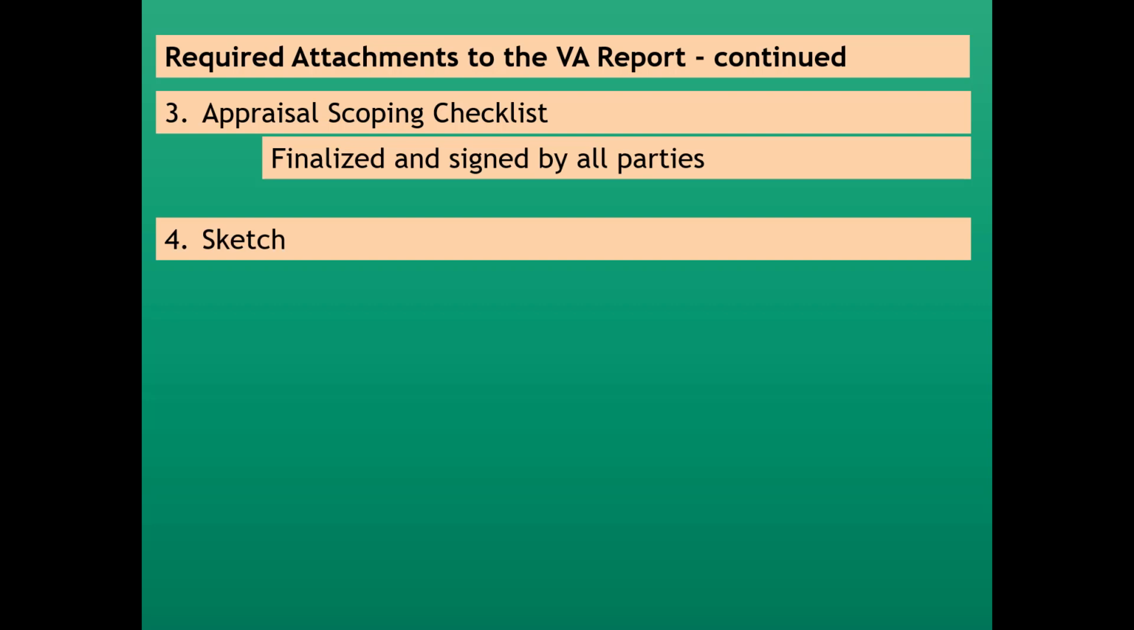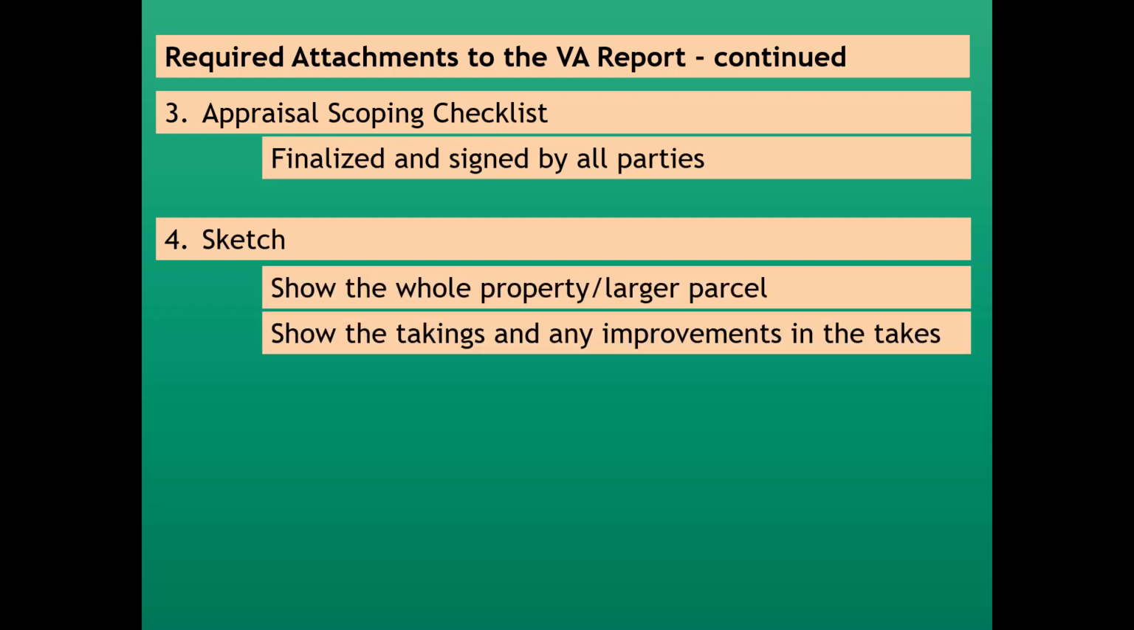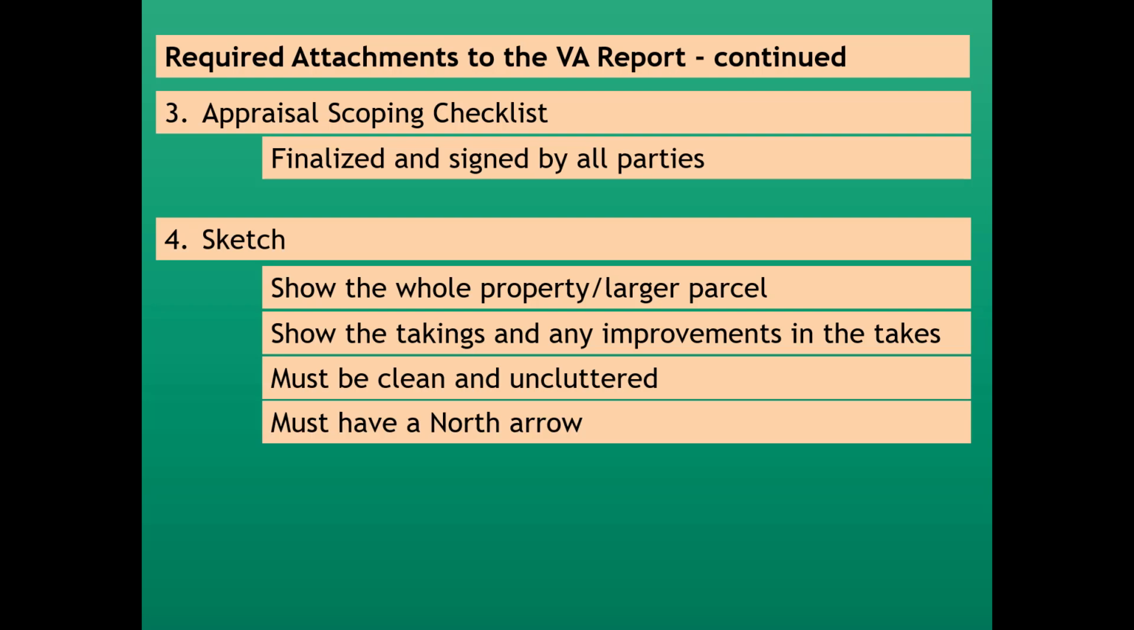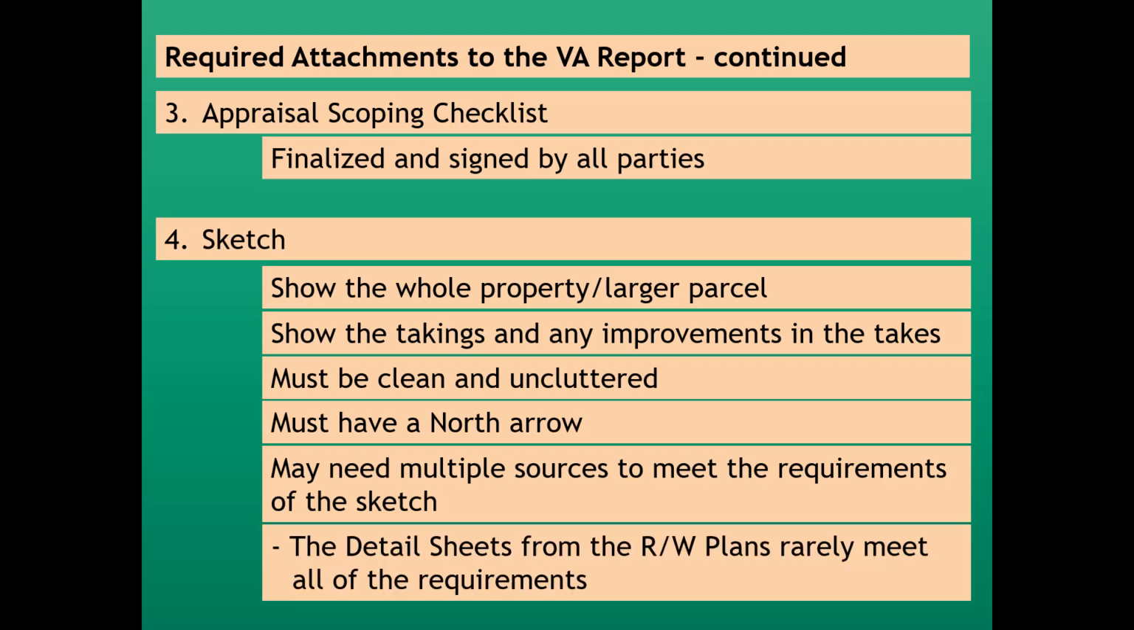Fourth is a sketch that shows the whole property, which should also be the larger parcel, shows the takings and any improvements in the takes. It has to be clean and uncluttered, must have a north arrow. And we may need multiple sources to meet the requirements for the sketch. The detail sheets from right-of-way plans alone rarely meet all of those requirements.